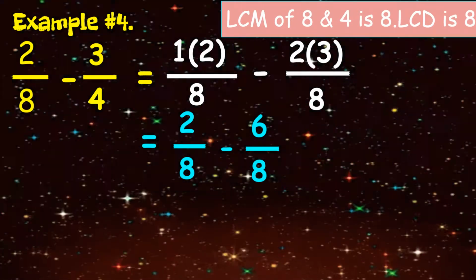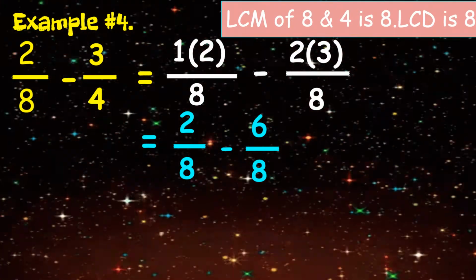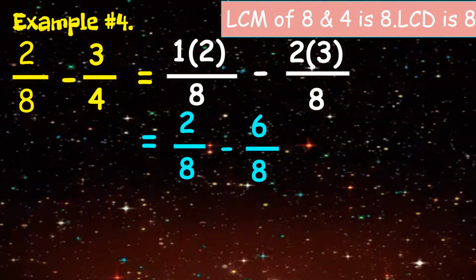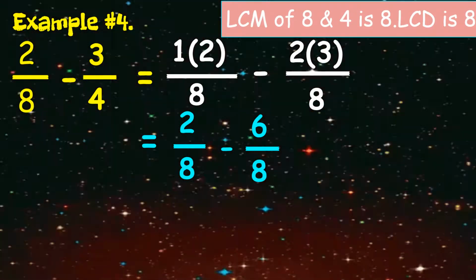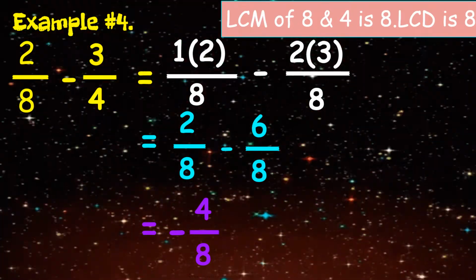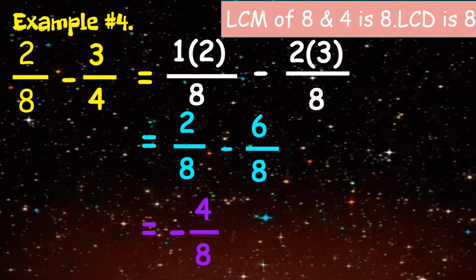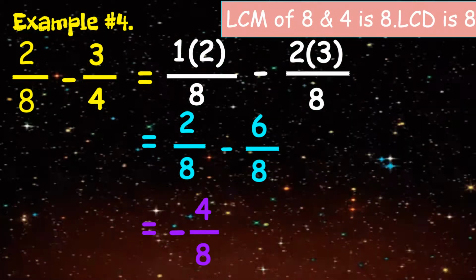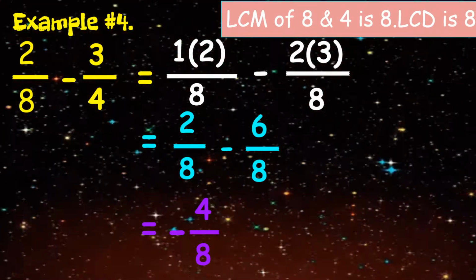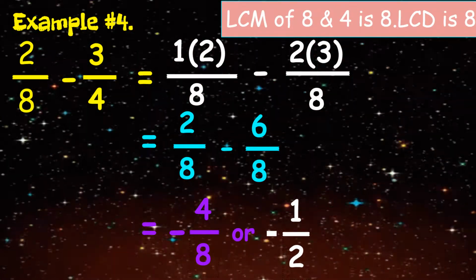To subtract similar fractions, you will just subtract the numerators, then copy the denominator. 2 minus 6 is negative 4. Copy the denominator, which is 8. So we have here negative 4 over 8. Or, in simplest form, we have negative 1 over 2.